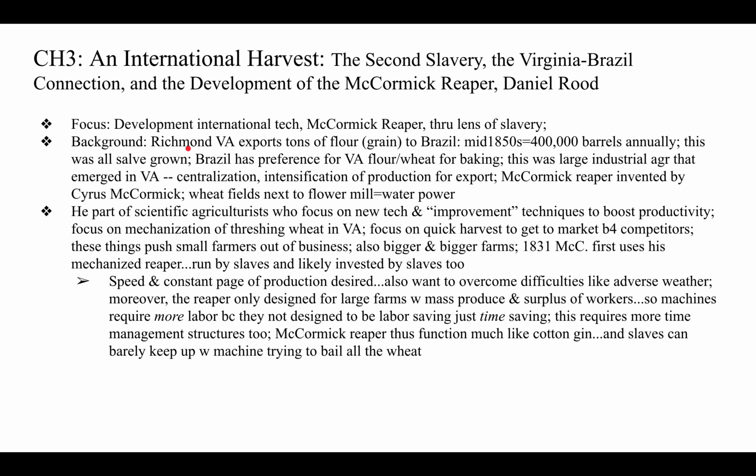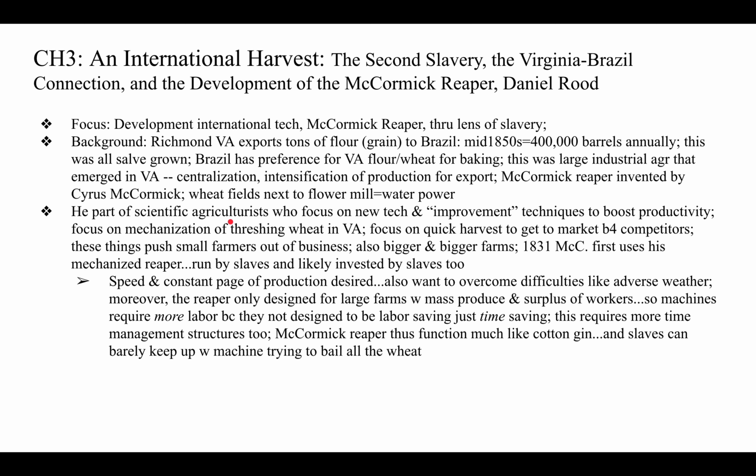The background to this was that Richmond, Virginia, a Confederate, slave-owning state, exported tons of grain and flour to Brazil. And this is all slave grown. There was a development of large industrial agriculture that emerged around this industry in Brazil as well, for intensification of production for export. The McCormick Reaper was invented in this milieu by Cyrus McCormick.